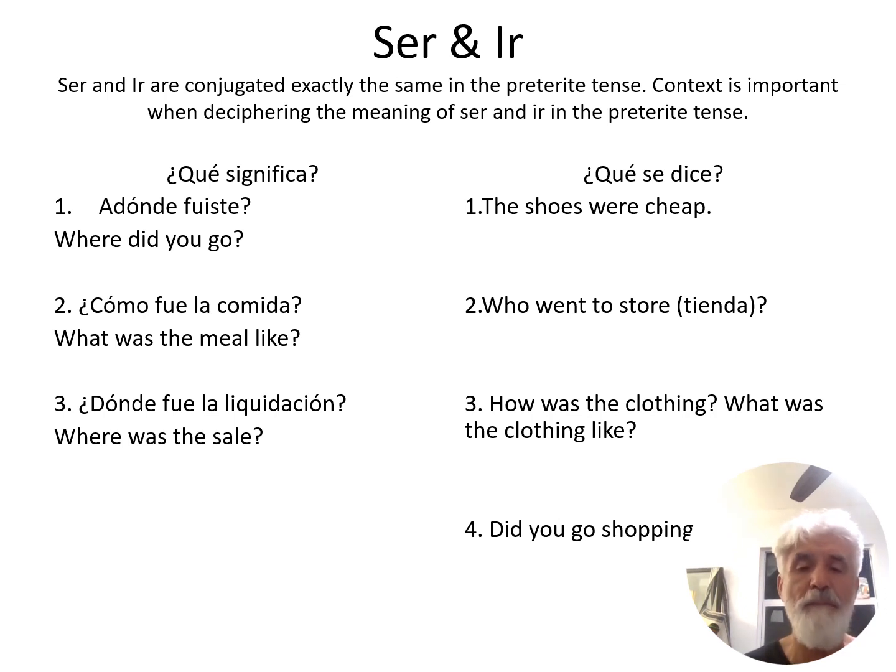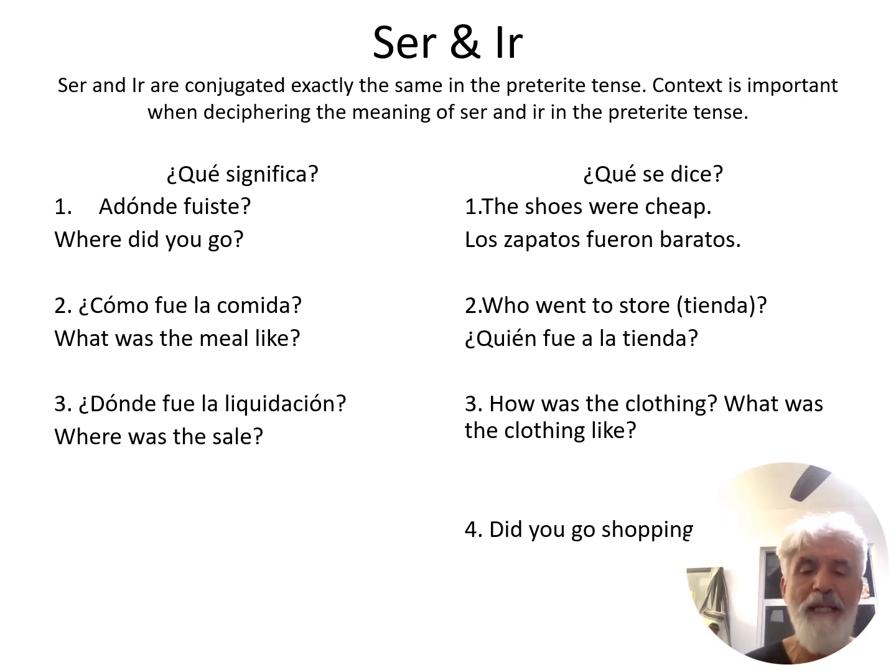Let's look at a few more examples here. Let's look at this sentence in English. The shoes were cheap. Okay, so we're going to use ser here. So los zapatos fueron baratos. Number 2, who went to the store, it should read. So now we want ir. So ¿quién fue a la tienda?